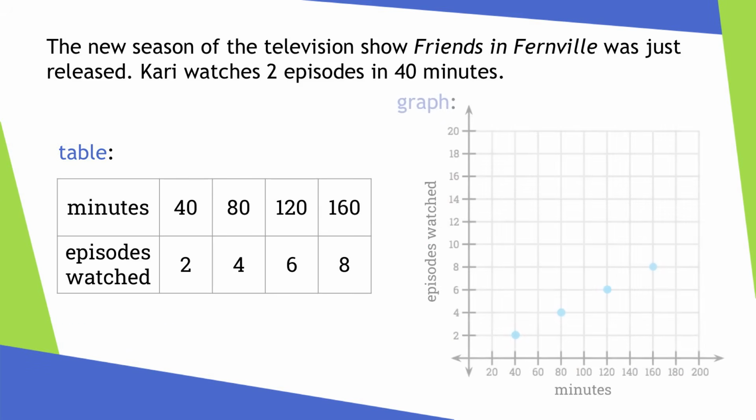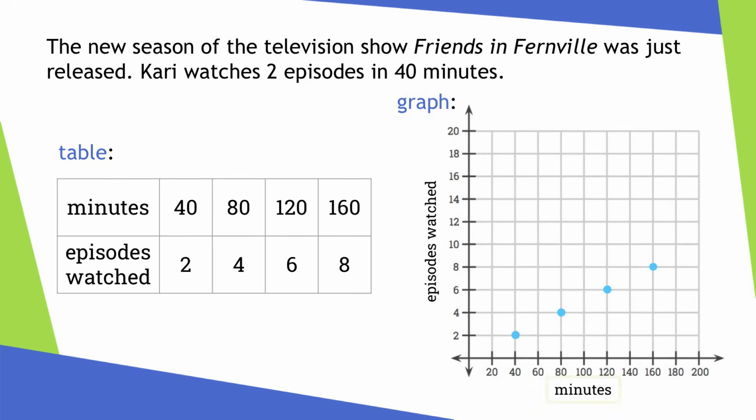Let's look at the graph of these values. The minutes are the x values, and the episodes watched are the y values. Each of the points represents a rate from the table. For example, our first point is 40, 2. It represents the first rate in the table. In 40 minutes, Carrie can watch 2 episodes. The next point, 80, 4, represents that in 80 minutes, Carrie can watch 4 episodes. That's the second rate in the table.